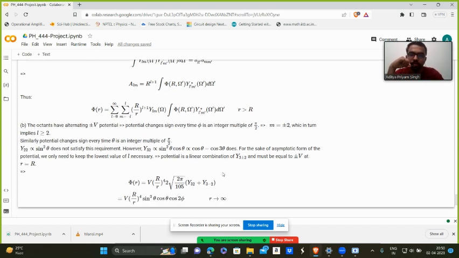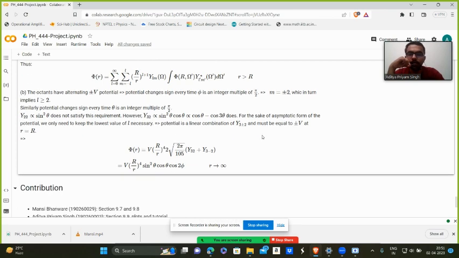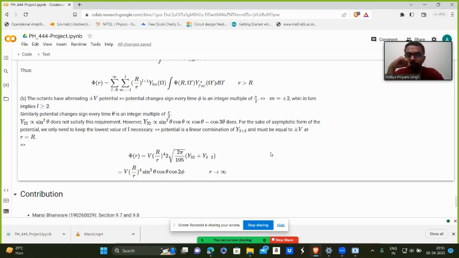And for the sake of this asymptotic form, where r tends to infinity, of the potential, we only need to keep the lowest value of L that is necessary. So we can say that the potential is a linear combination of Y_3,plus minus 2, where L is 3 and M can be either plus 2 or minus 2. And this potential must be equal to either plus or minus V at r equal to R, the radius of the sphere.